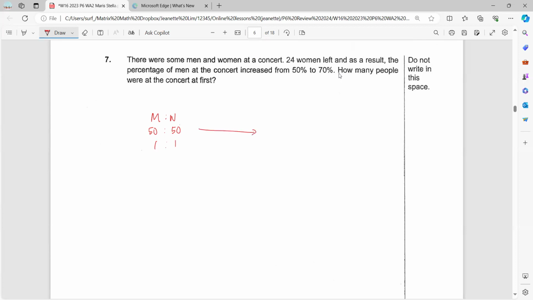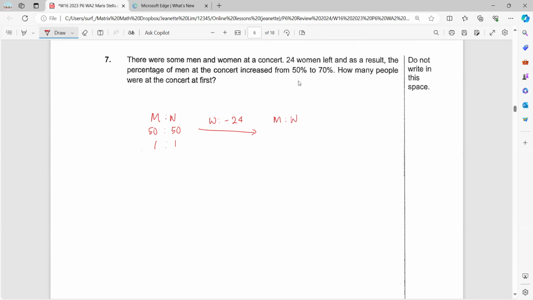Now there is a change. 24 women left. So for the women, we write minus 24. There's no change in men, although the question said that there's actually a change in percentage, but no, there's no men that left the concert. Okay, it's because the women left, that's why the percentage would change.